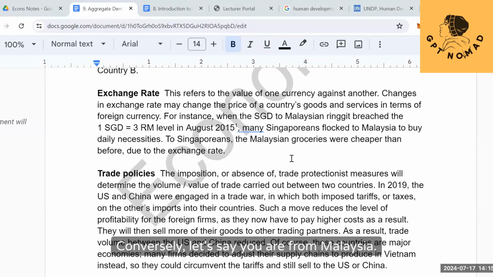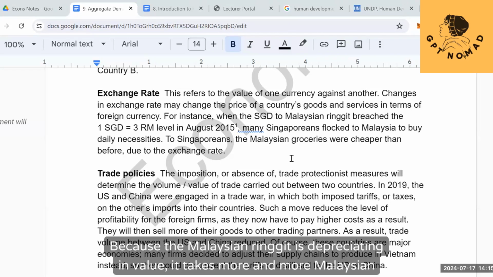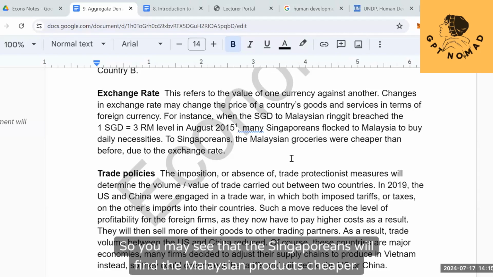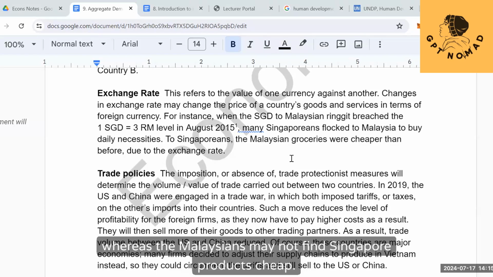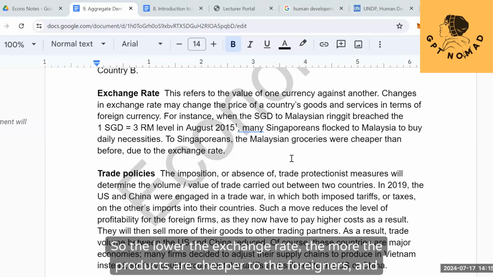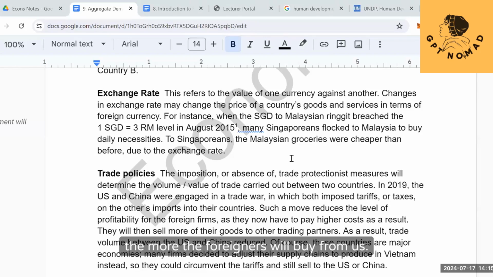Conversely, let's say you are from Malaysia. Because the Malaysian ringgit is depreciating in value, it takes more and more ringgit to exchange for the Sing dollar, so you are less likely to buy things from Singapore. So the Singaporeans will find the Malaysian products cheaper, whereas the Malaysians may not find Singapore products cheap. In fact, they find them more expensive, so they are less likely to spend here. So the lower the exchange rate, the cheaper the products are to the foreigners, and the more the foreigners will buy from us. So this is the situation.